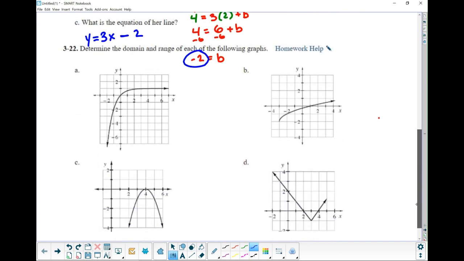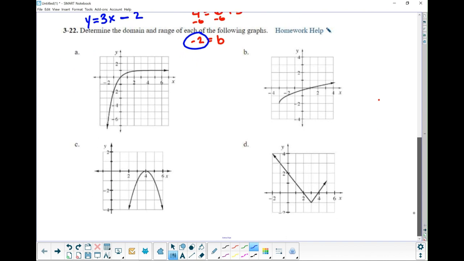Okay, let's look at the last one. Determine the domain and range of each of the following graphs. So you look at each of these. Notice how this has an arrow; it means it's going to keep going down and also to the right. See how this one just keeps going up, but then it follows that line.